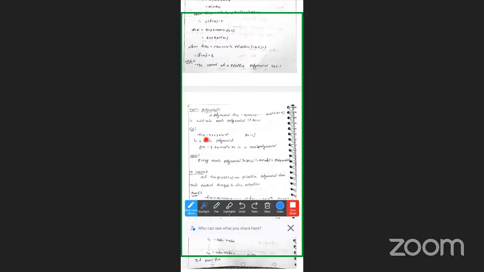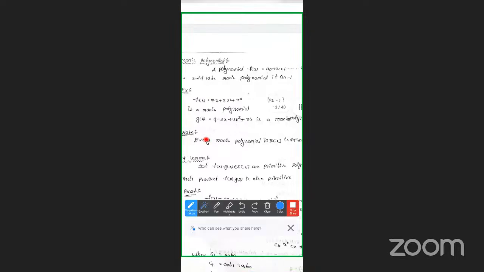So for example, f of x is equal to 7x plus 3x square plus x cube. So here the degree of the polynomial is 3.